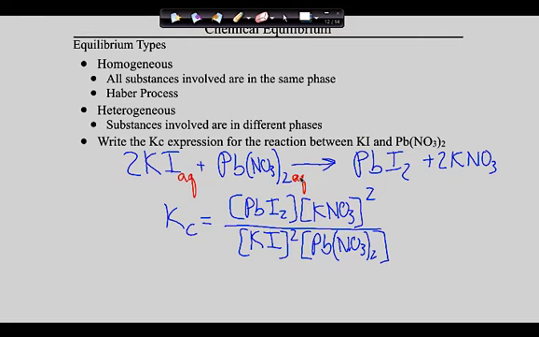Now, guys, lead 2 iodide, does it dissolve in water? It does not. It is a solid. And then, guys, potassium nitrate, does it dissolve in water? Yeah, all nitrates dissolve in water. So, guys, now that we've put the subscripts on this, let's contextualize this.